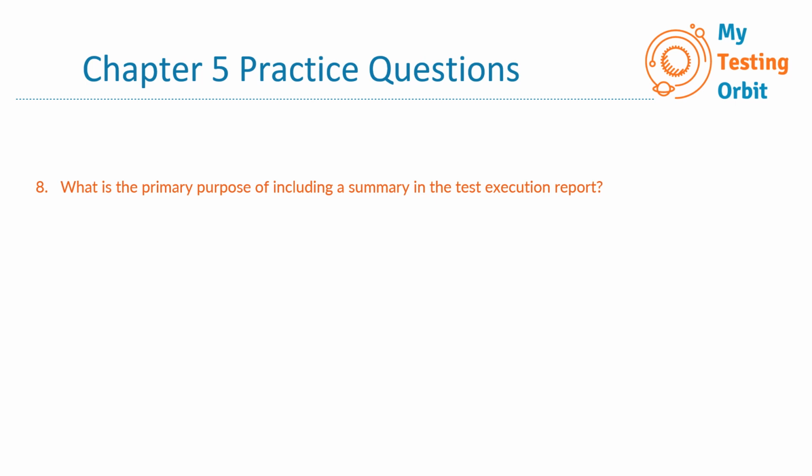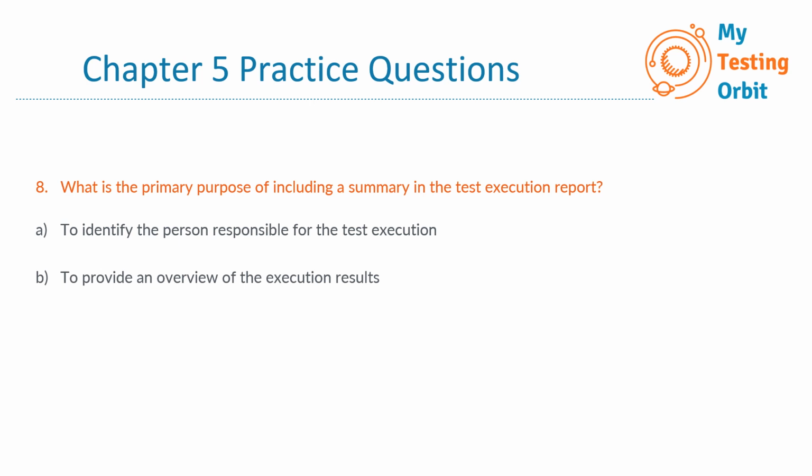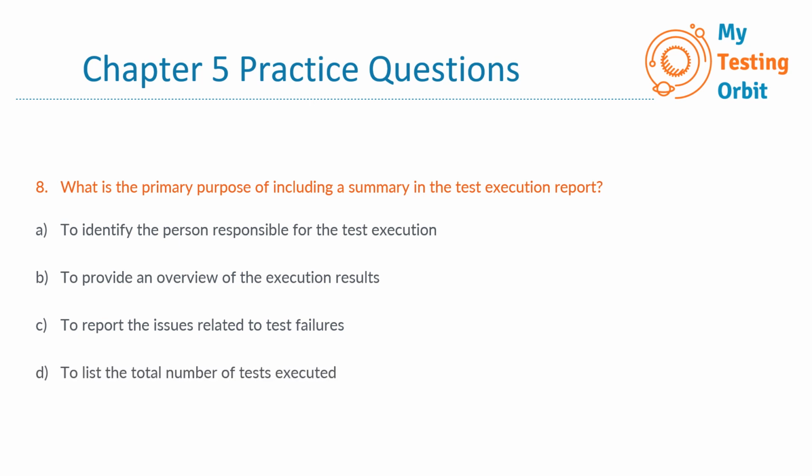Question 8. What is the primary purpose of including a summary in the test execution report? A. To identify the person responsible for the test execution. B. To provide an overview of the execution results. C. To report the issues related to test failures. Or D. To list the total number of tests executed.